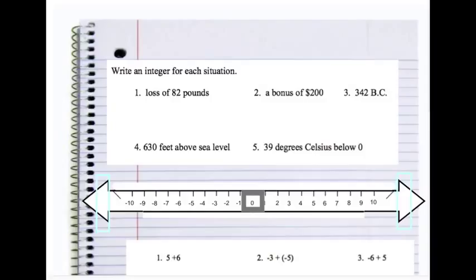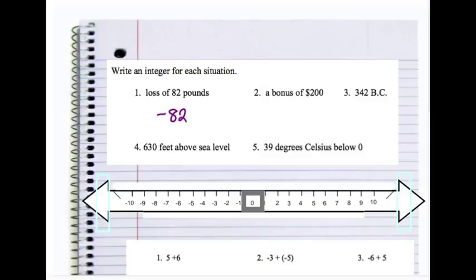We want to look at writing integers for several scenarios. So integers, again, as a reminder, are positive and negative numbers, and we want to make sure that we're always using integers when appropriate. So example number 1 says there's a loss of 82 pounds. No matter where you are, you're going in the negative direction. Some people might say, well, isn't that just subtraction? Yes, it is, but we need to start thinking about subtraction as negative numbers, as adding a negative value. So the loss of 82 pounds would be represented with negative 82.